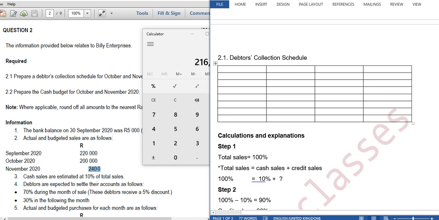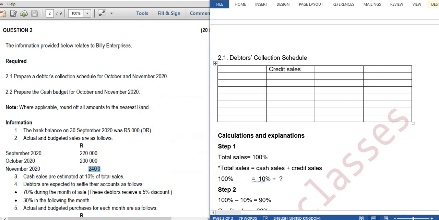So this table for debtors collection schedule, we will write our months here. Okay, so let me just write credit sales here, credit sales. But they said they want for which months? They said for October and November, right? So let us write October, let us write November here. So these are our credit sales and these are our months that we are going to put the money that we are going to receive.